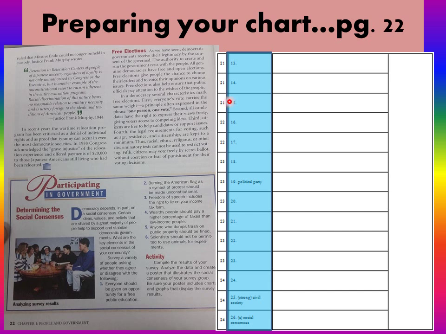Moving on to the next page, we have red and black. Free elections is number 16. One person, one vote is number 17.